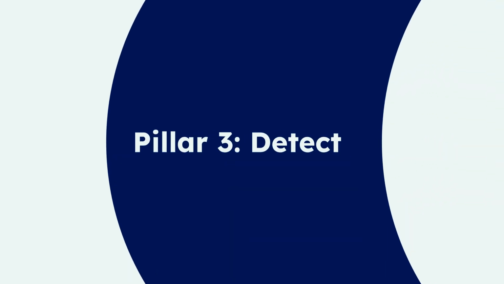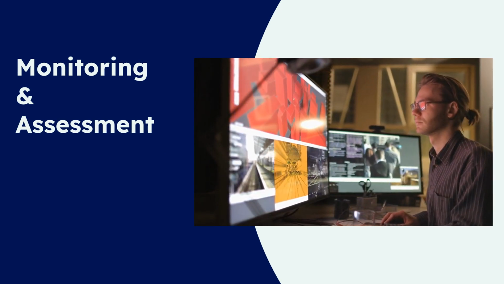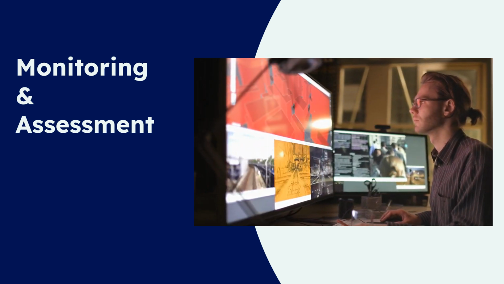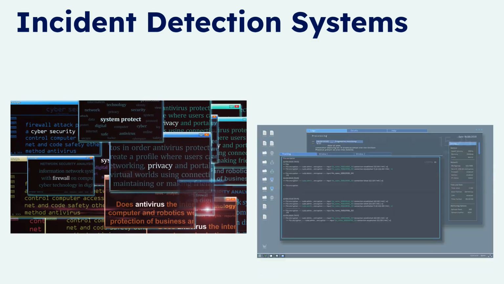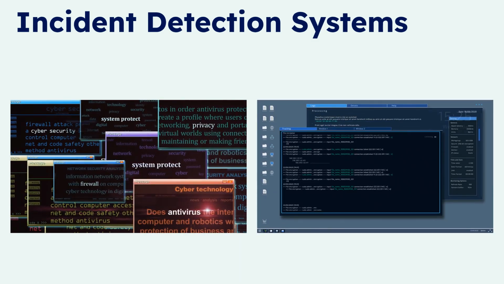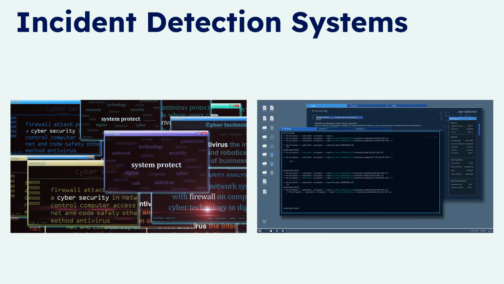Next, we have detect. No protection is 100% foolproof, so being able to spot threats quickly is vital. Detection focuses on monitoring your systems continuously and performing regular security assessments to identify anomalies and potential breaches. This pillar relies heavily on detective controls like intrusion detection systems and security information and event management, or SIEM, tools.